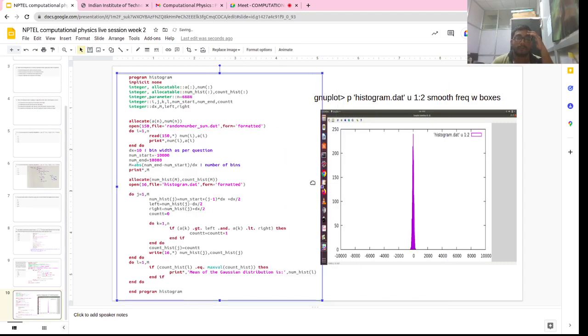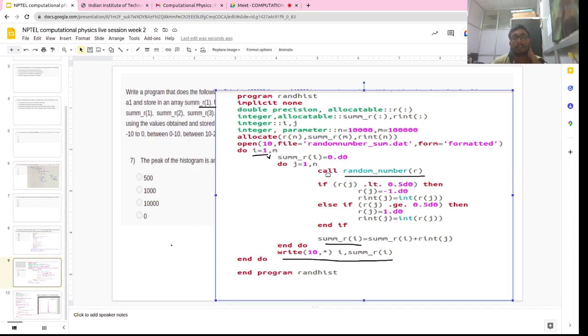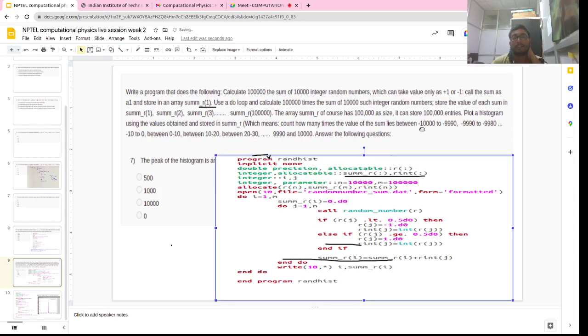Again I am opening that file and reading the numbers within it, and I am giving a bin width, let's say dx equals 10, since the question was asking for that. You can see from here, this 1 lakh to 1990, right? So this way, it will have a bin width of 10.